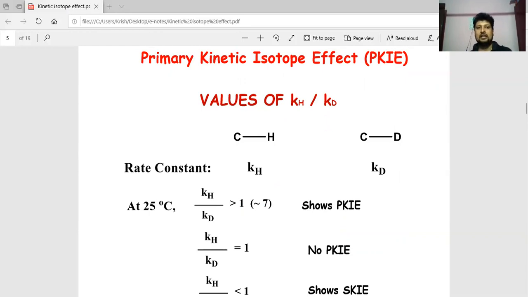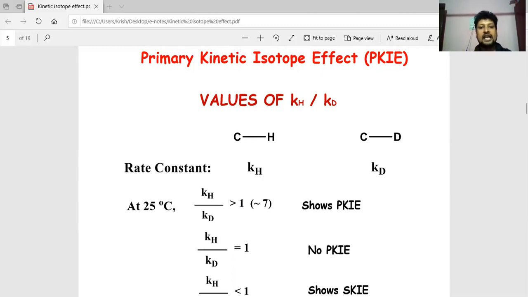Now, primary kinetic isotope effect means we will look for the value of Kh by Kd. What is K? Rate constant. You perform the normal reaction and find out the rate constant Kh. Then you repeat the reaction with deuterated substitution and find out the rate constant, say Kd. You then calculate the Kh by Kd ratio.